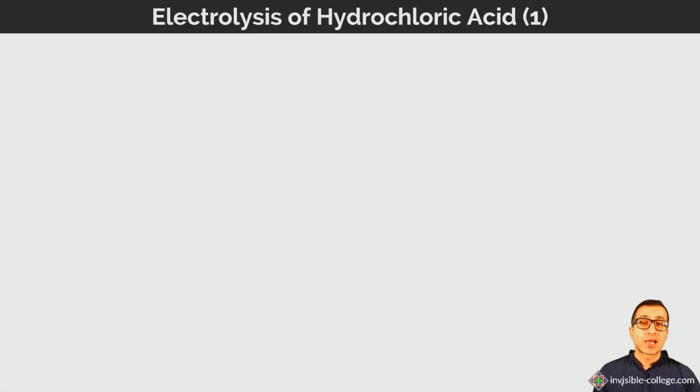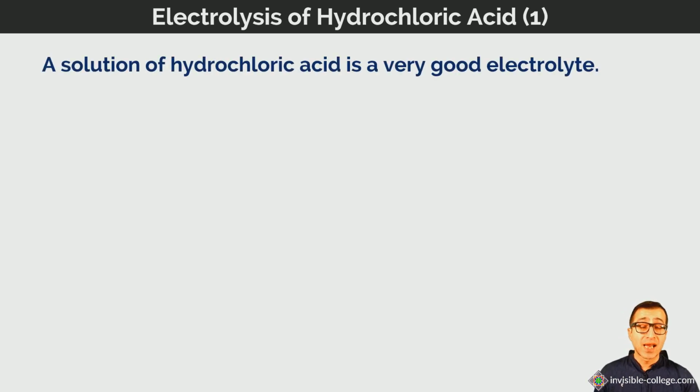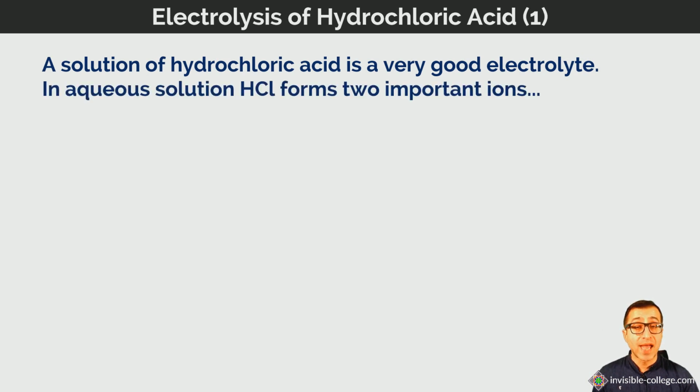So let's take a look at the electrolysis of an acid now. Let's take a look at what happens when you electrolyze an aqueous solution of hydrochloric acid. Now, hydrochloric acid solution is in fact a very good electrolyte. In aqueous solution, HCl will form two important ions, H+ and Cl-.